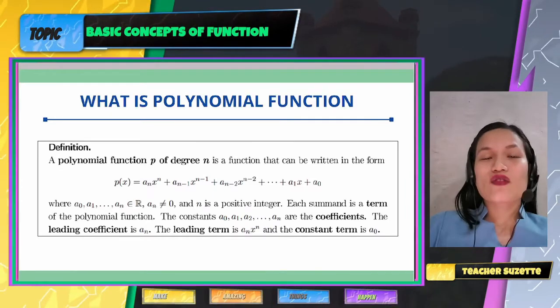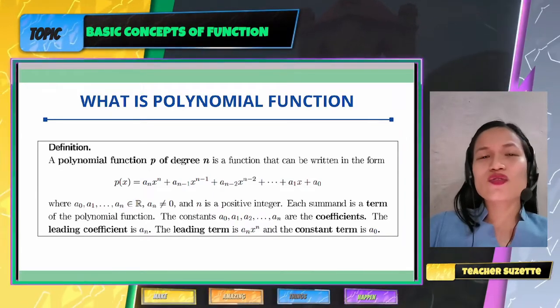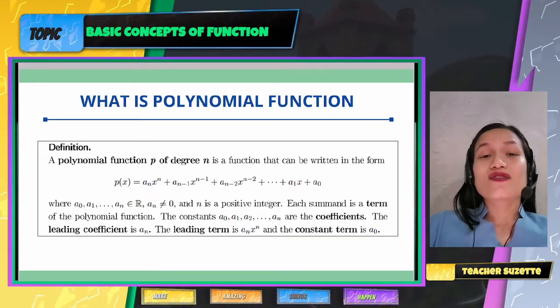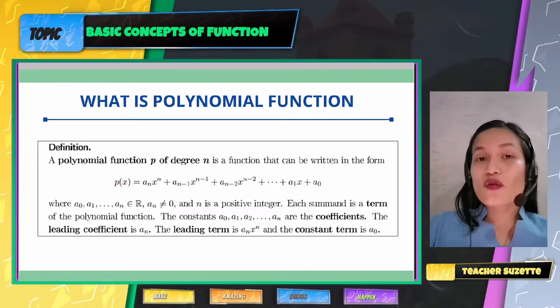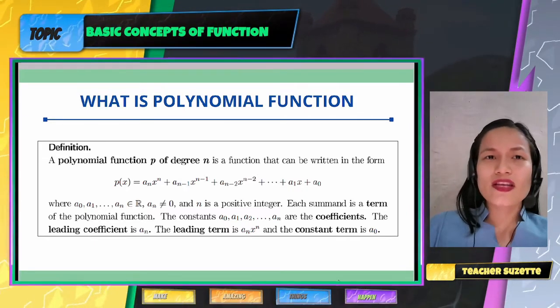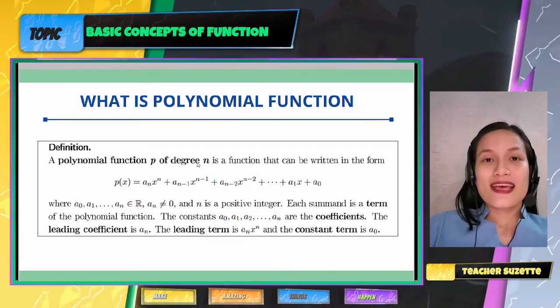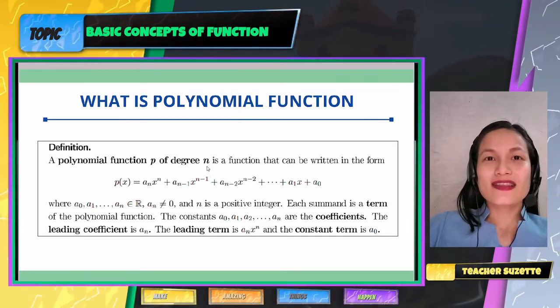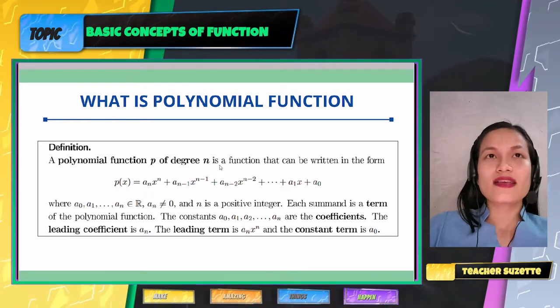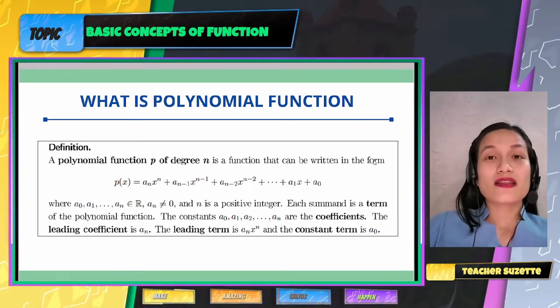So, what is a polynomial function? Let's first review yung mga natutunan nyo dati nung kayo ay nasa grade 10. And I hope you can still recall. So, by definition daw, a polynomial function P of degree n, yung highest degree niya is n, or yung kanyang exponent is n, is a function that can be written in this form.